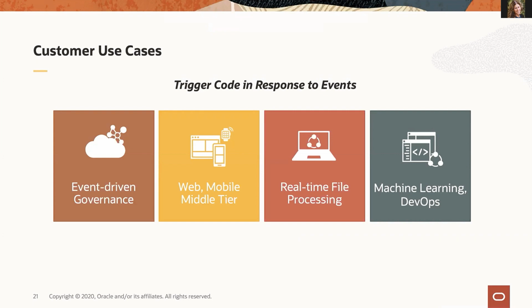Implementing APIs for web, mobile, web middle tier application. That's another category. Real-time file processing, data processing is another category. We'll have a concrete example and a demo of this. Machine learning. Once you train a machine learning model, you can implement it as an API for the inferences.